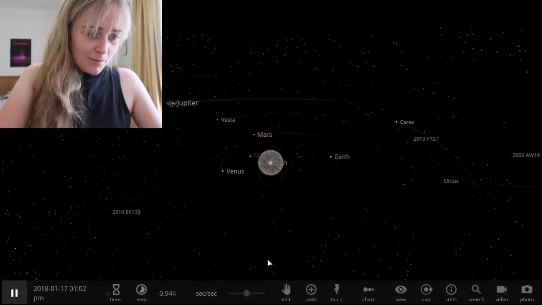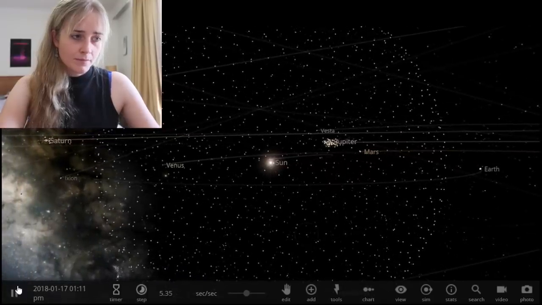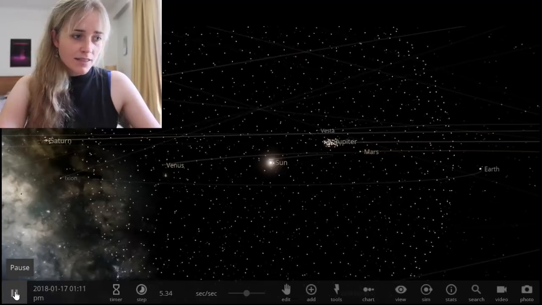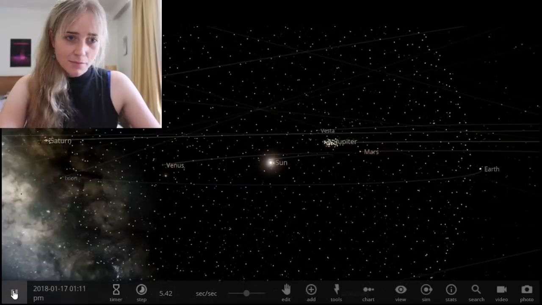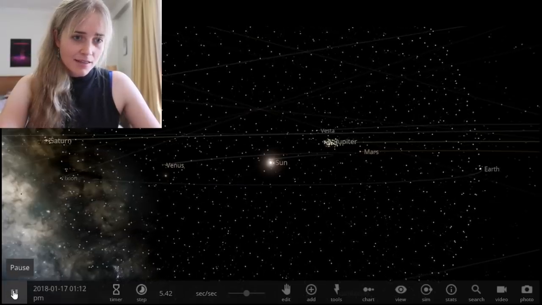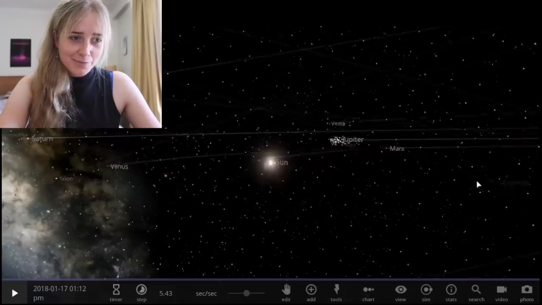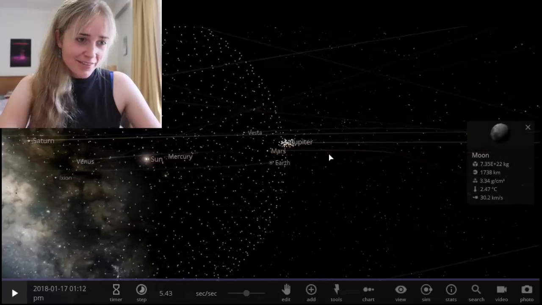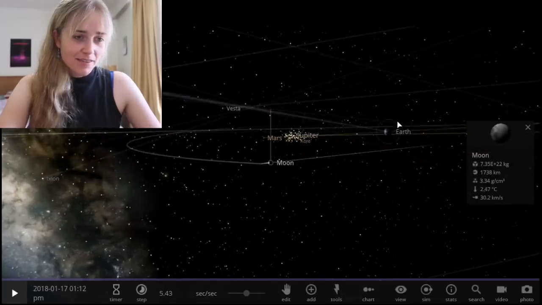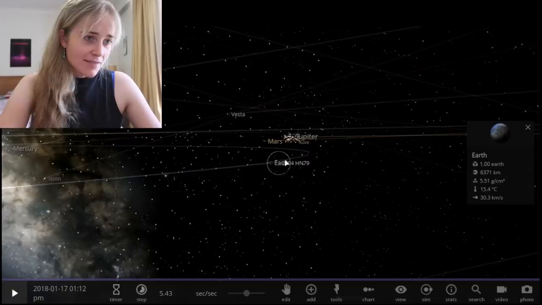See if we can speed this up. So it looks like the light's about to reach us over here now. See if I can pause it when it gets to us. Okay, so let's have a look at Earth. Okay, so I guess it's hard to see. There is the sphere of particles.